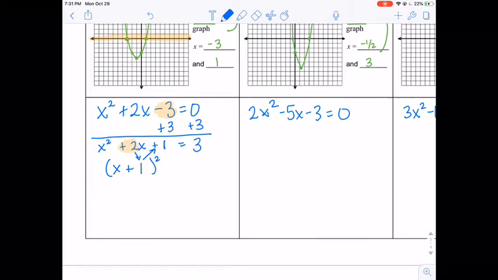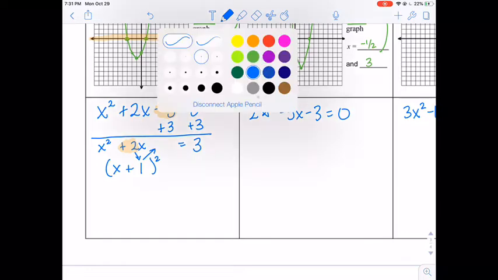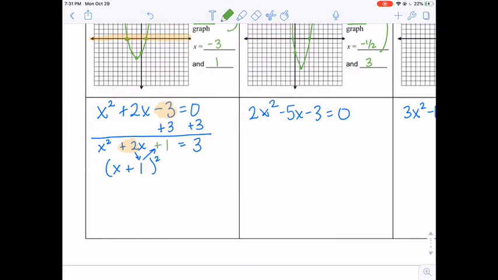But I can't just add that 1, right? Because if I do that, I'm making it unbalanced. I'm making it heavier on the left side. So what I do to one side, I also have to do to the other. Now we see that the entire left side can be boiled down into x plus 1 squared. And on the right side, we're going to have equals 3 plus 1, 4.